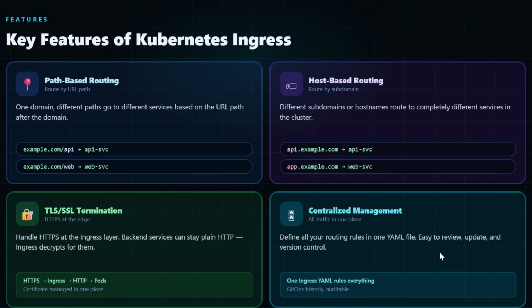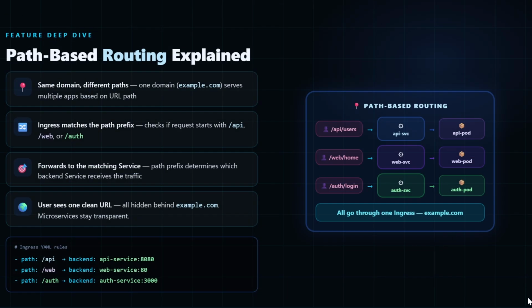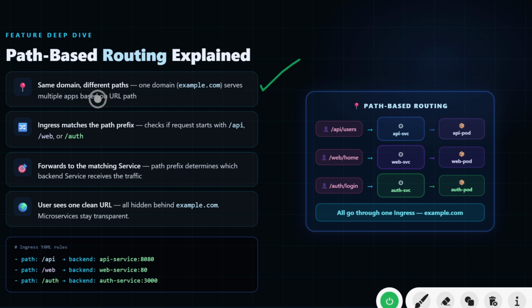Now let us deep dive into the features, mainly path-based routing and host-based routing, how exactly they work and what they mean. First, we will discuss path-based routing. Here there is the same domain and different paths. The domain will be the same, but the underlying path is different. The domain is example.com, and there are multiple services and apps based on URL path. This particular domain is going to serve multiple applications based upon the URL path.